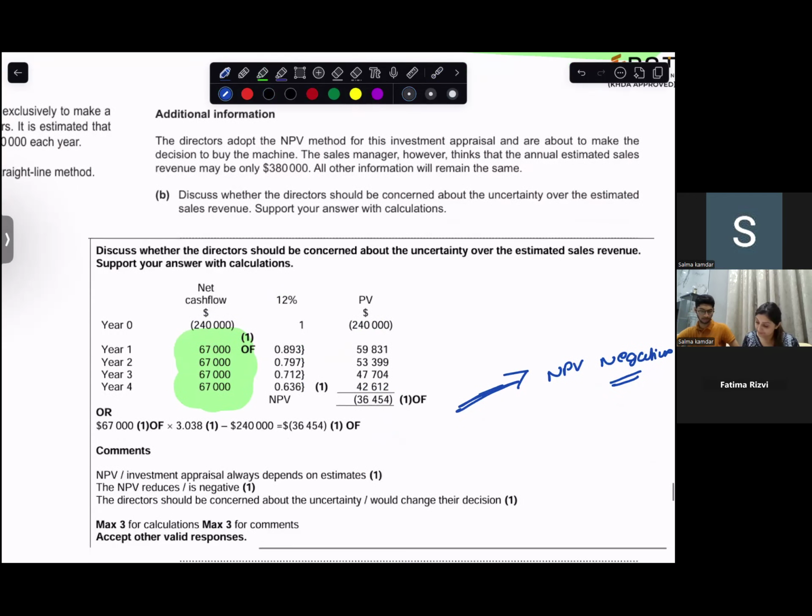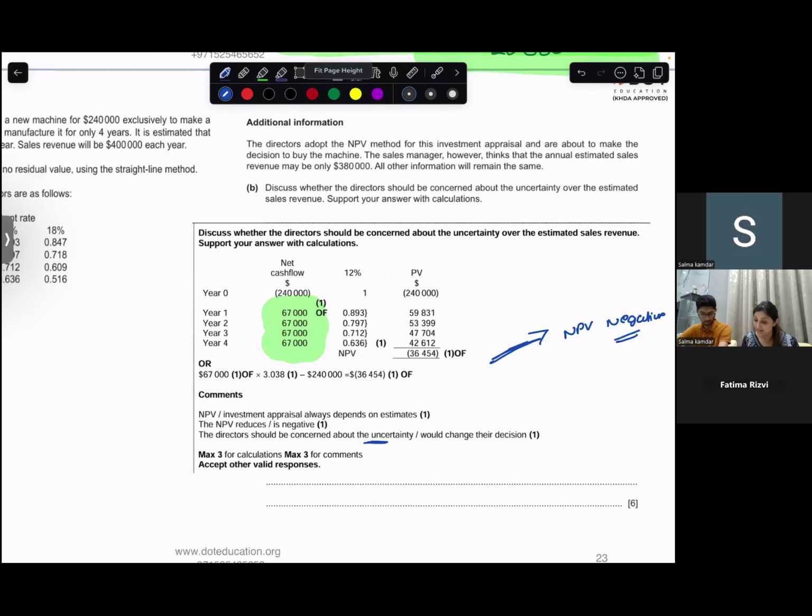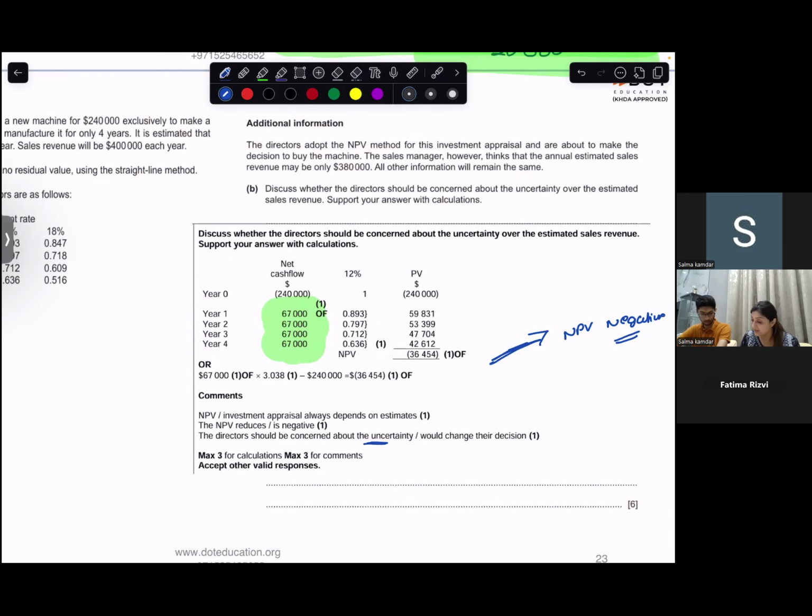Fatima? So the NPV is negative, right? So then you should not accept the project. Concerned about the uncertainty, the decision is going to change. Okay, it's 6 marks, so you're going to get 3 to 4 marks for the calculation.